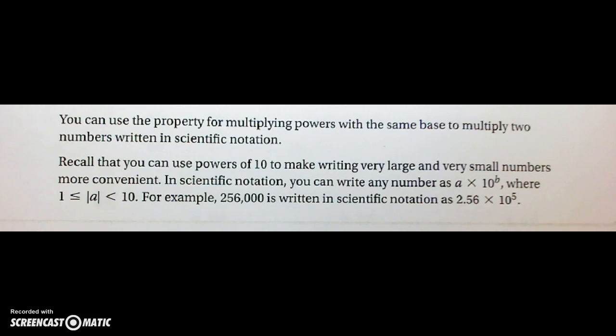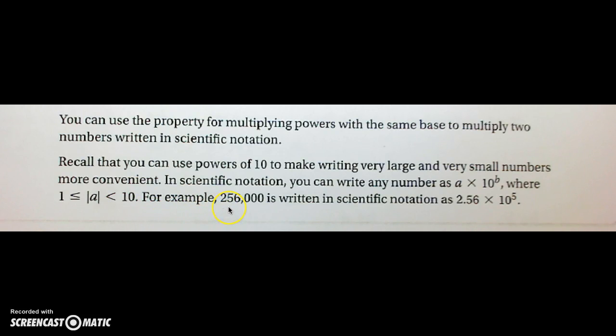You can use the property for multiplying powers with the same base to multiply two numbers written in scientific notation. Recall that you can use the power of 10 to make writing very large or very small numbers more convenient. In scientific notation, you can write any number as a times 10 to the b, where a has to be positive and between 1 and 10. Remember, the decimal is always right behind that first number, so it has to be less than 10. It can be 1, but it can be anything between those two.